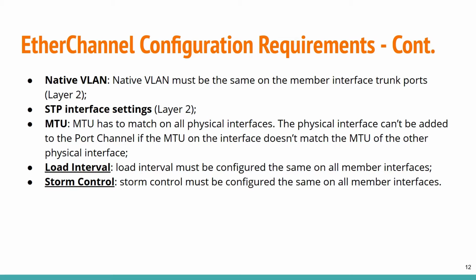Load interval. Load interval must be configured the same on all member interfaces. And storm control. Storm control must be configured the same on all member interfaces. These two options, load interval and storm control, these configuration requirements I found in the book, but I was not able to check them in the Cisco virtual environment. So if you have hardware and you can check it, please check and let me know in the comments to the video.